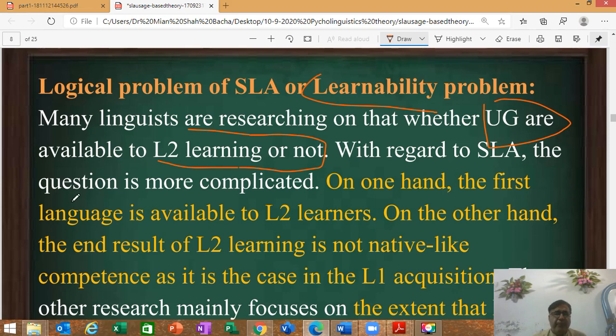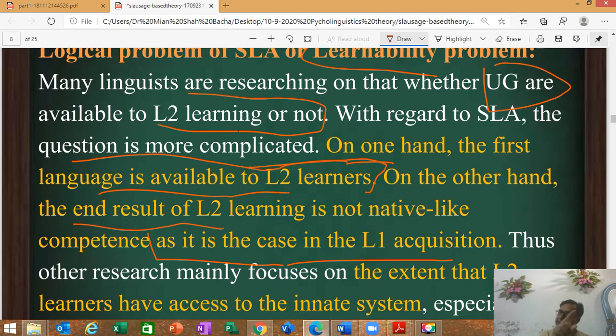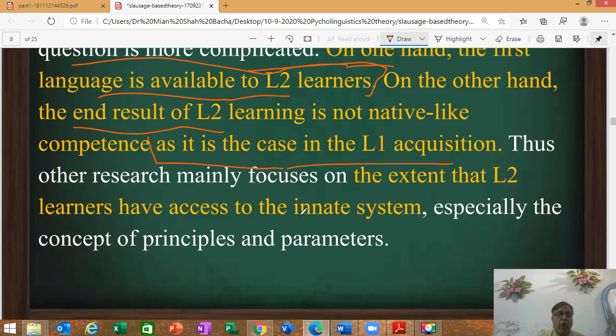So with regard to SLA, the question is more complicated. On one hand, the first language is available to the L2 learner. On the other hand, the end result of L2 learning is not native-like competence, as it is in L1 acquisition. So we can say that the first language, L1, is different from L2. The native-like competence is not available in the case of L2. Thus, other research mainly focuses on the extent to which L2 learners have access to the innate system, right?